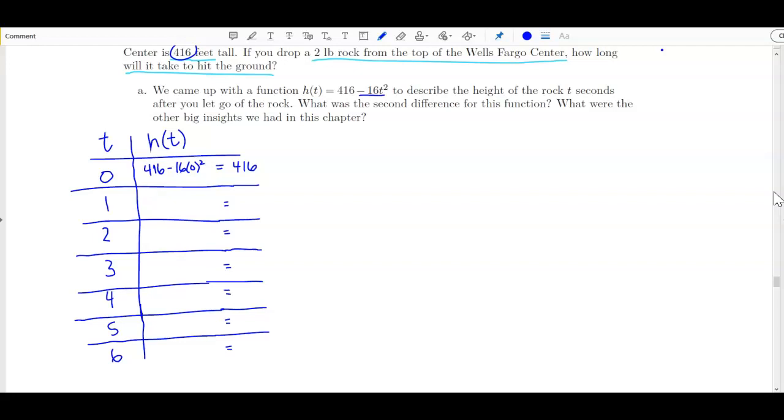All right, Braxton, what did you get for t equals 1? I got 400. Yeah. Okay, Haley, what did you get for t equals 2? I got 352. Awesome. Okay, 352. Lexi, what did you get for t equals 3? 272. Okay, how about t equals 4? Lily, do you have that one?